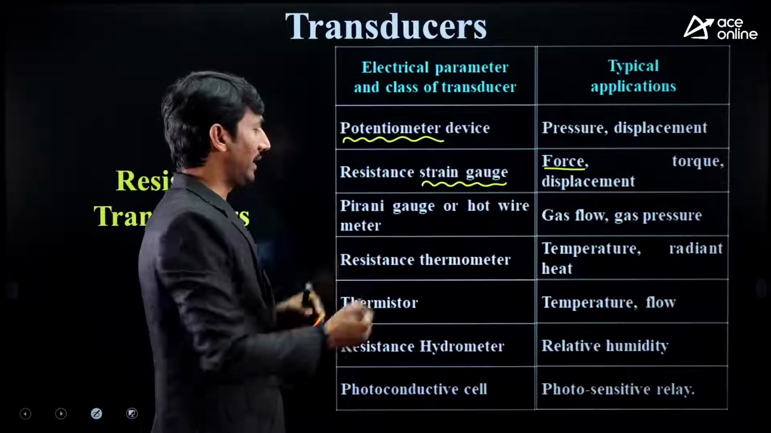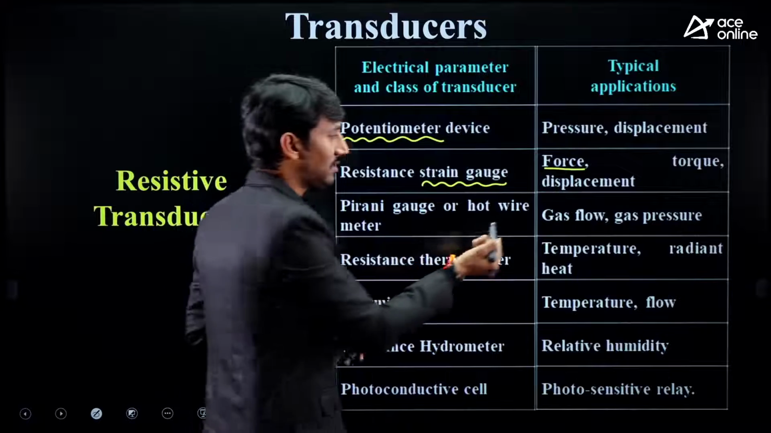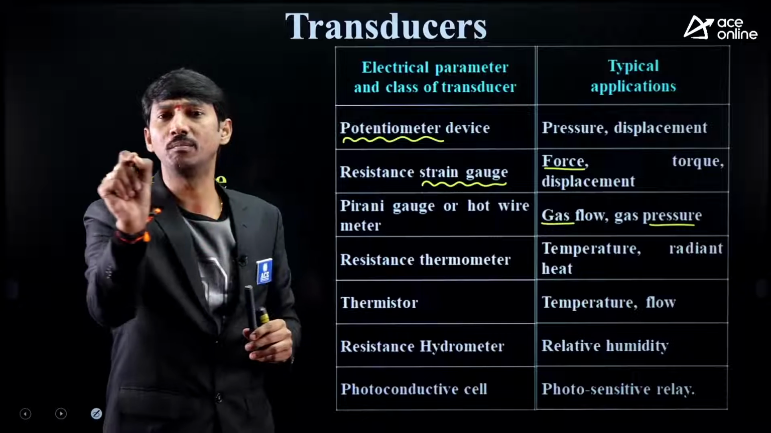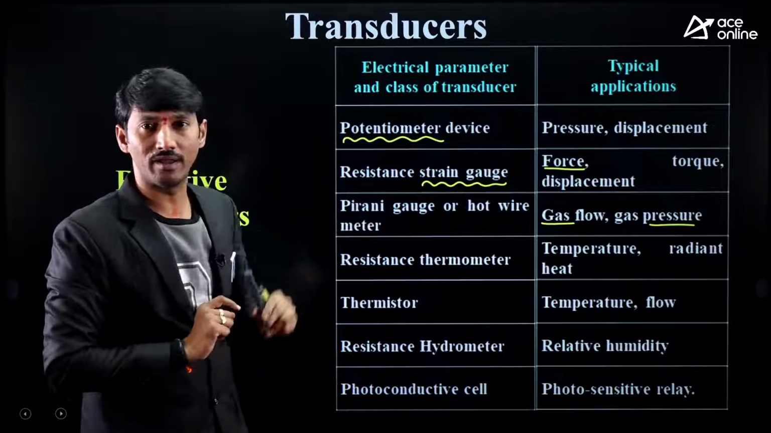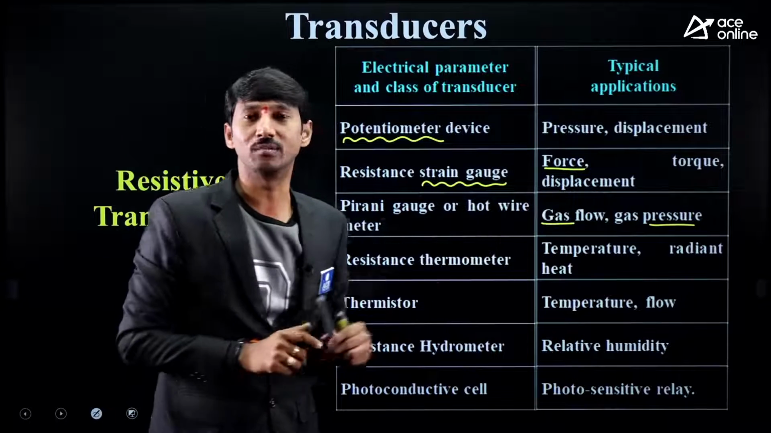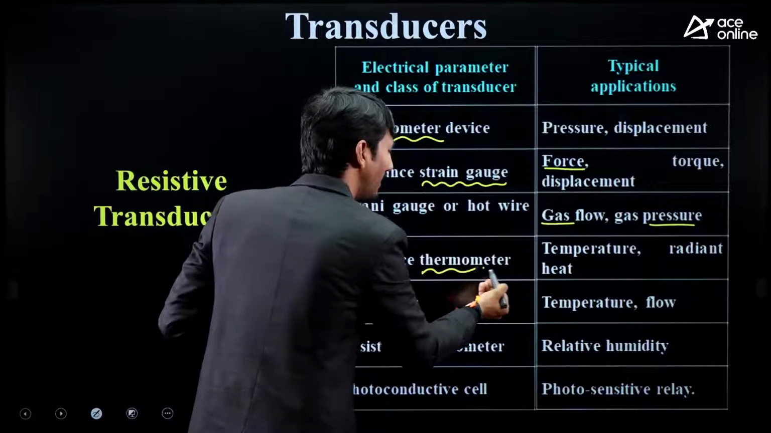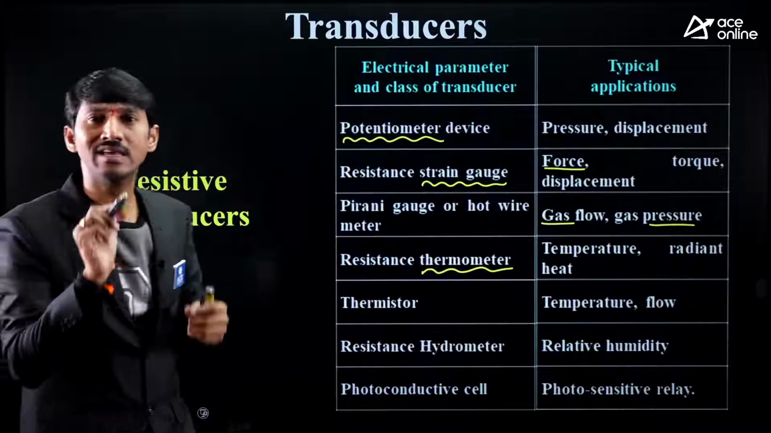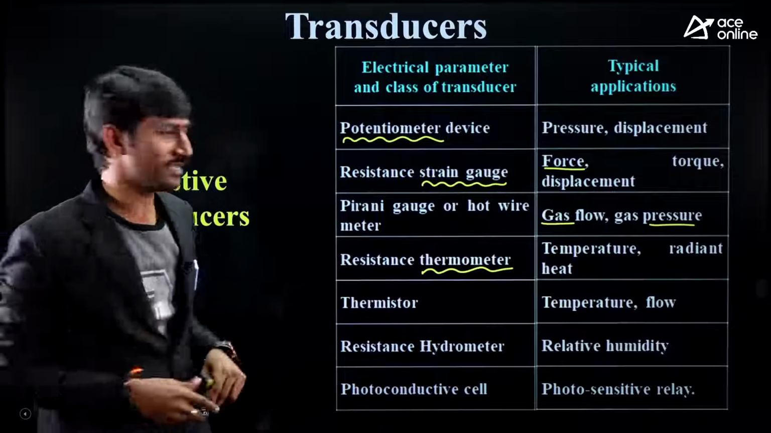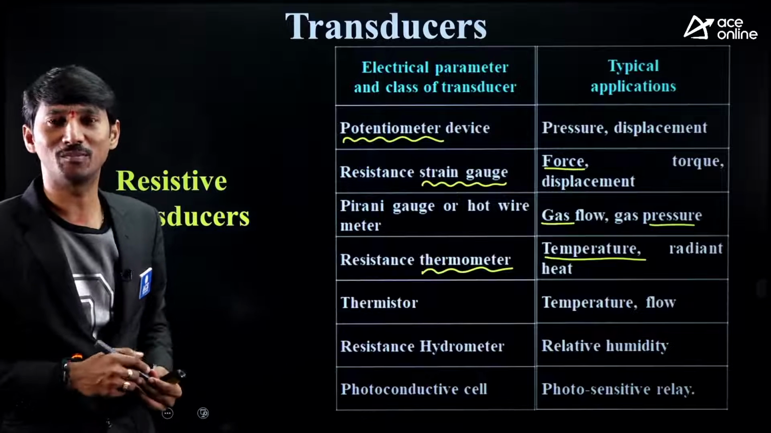Next, Pirani gauge or hot wire meter. These are for gas flow or pressure. A very popular question: the pressure measurement is done by dash, and one of the options will be Pirani gauge. Or, Pirani gauge is used to measure gas pressure. And the resistance thermometer is very simple. Therm itself indicates heat, and heat means temperature. Obviously, temperature measurement, or radiant heat.